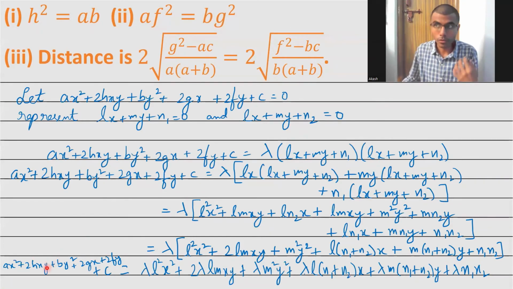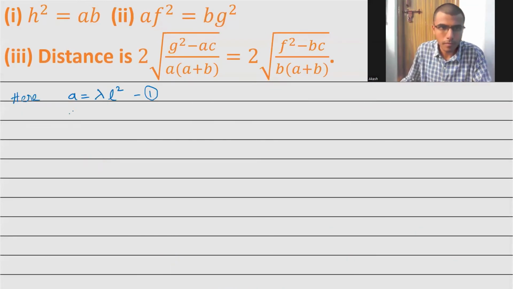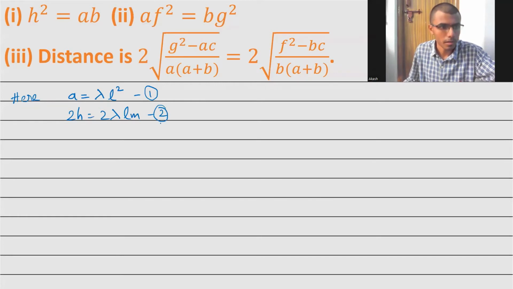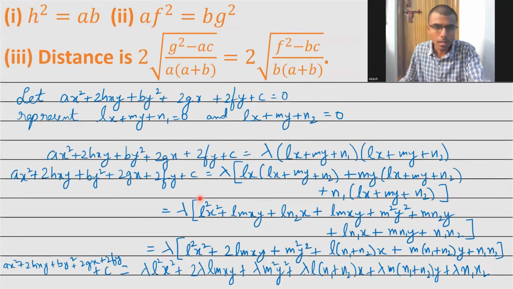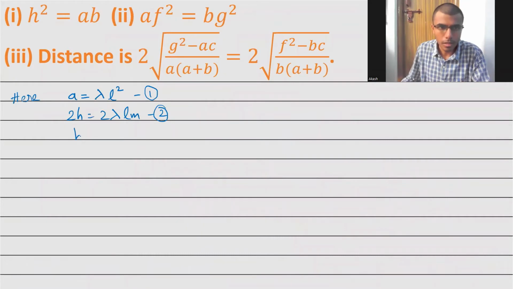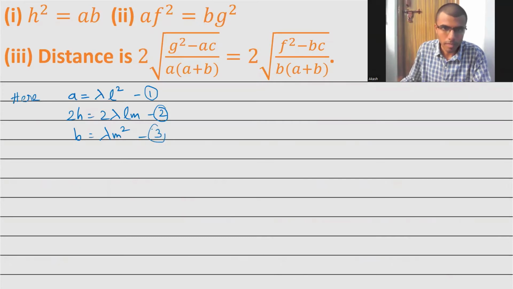Now let us compare the coefficient of xy. The coefficient of xy on the LHS is 2h, whereas on the RHS it is 2 lambda lm. So 2h is equal to 2 lambda lm. This is my equation 2. Now on the LHS, my coefficient of y square is b. On the RHS, it is lambda m square. So b is equal to lambda m square. This is my equation 3.